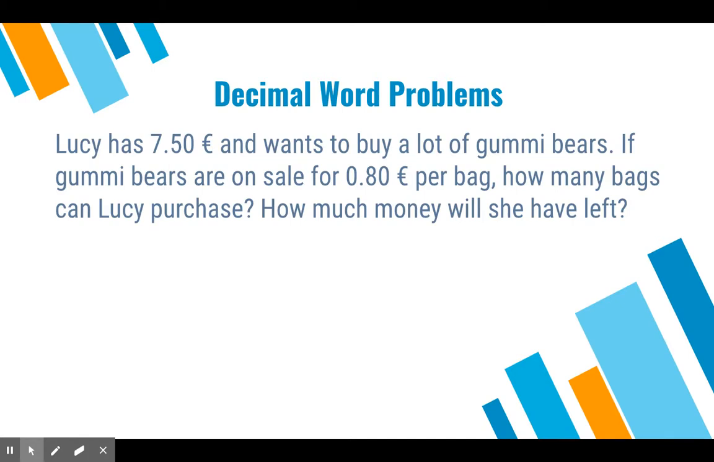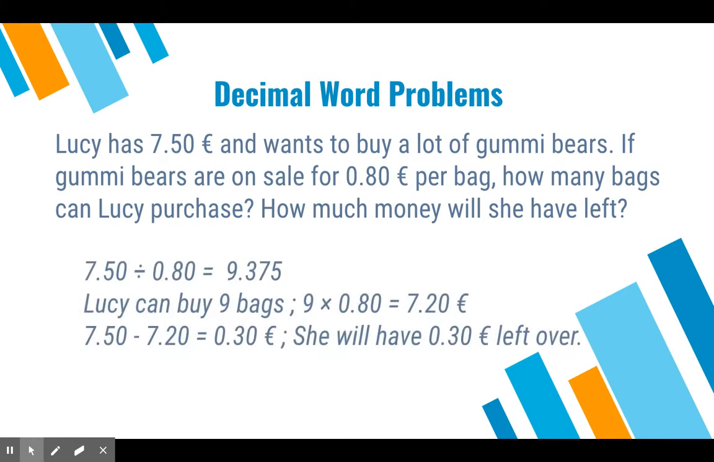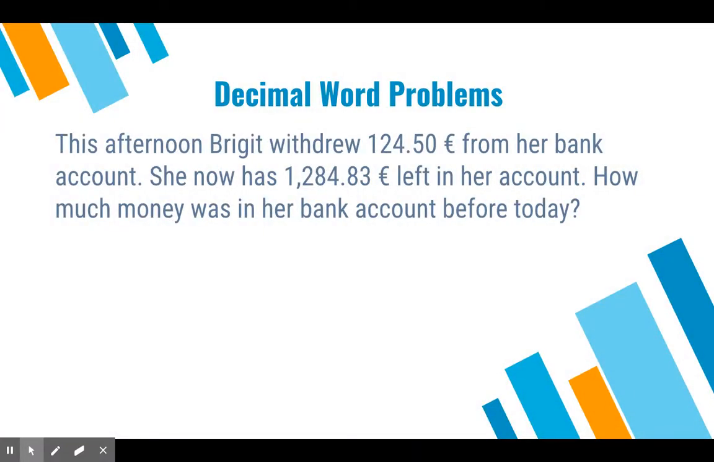total. So if you take the total and divide it by 80 cents, that'll tell you how many of the units you can get. Since it's not up to 10, but it's not below 9, she can only buy 9 bags. You multiply the 9 bags by the unit price per bag, and you get the total that she spends. So you take $7.50, what she had, subtract the total she spent, and she would have 30 cents left over after buying 9 bags.